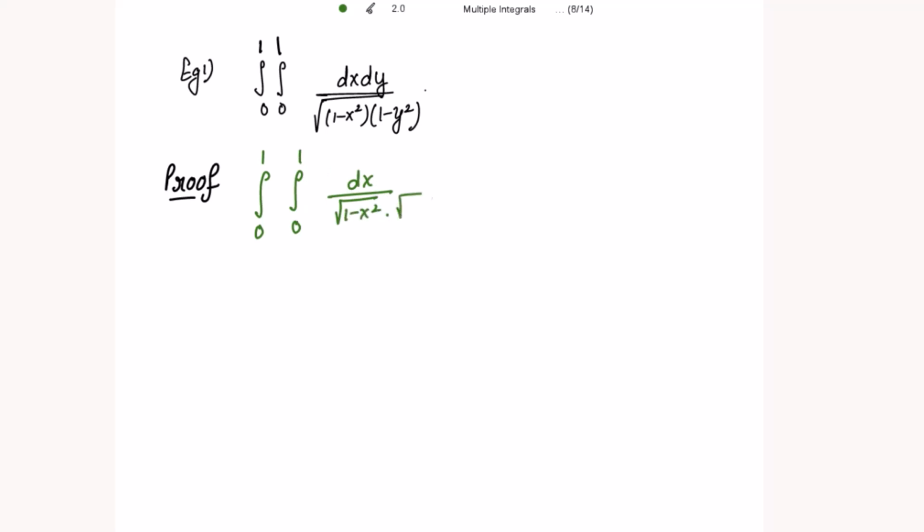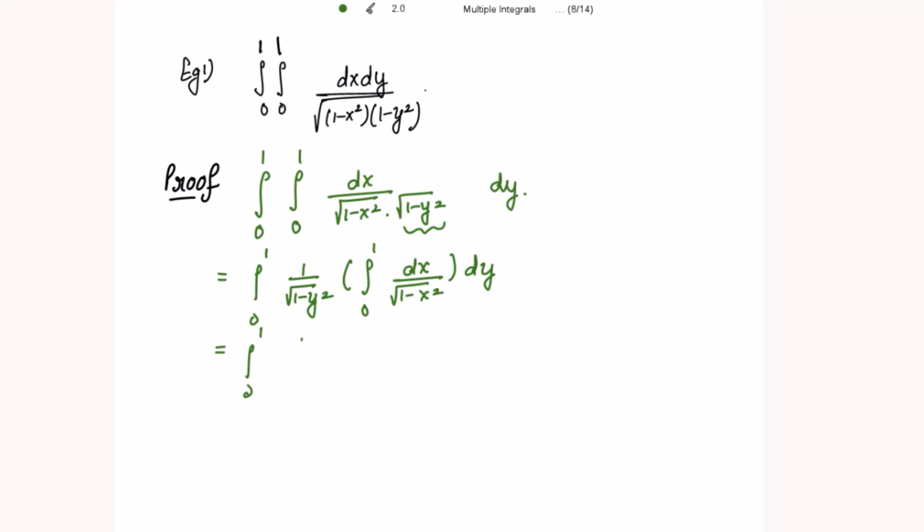Into square root of 1 minus y square. Because I am going to integrate with respect to x, this is just a constant for it, so we write it outside. 0 to 1, 1 over square root of 1 minus y square, 0 to 1, dx over square root of 1 minus x square, dy. Okay, now the integration, 0 to 1 over square root of 1 minus y square.